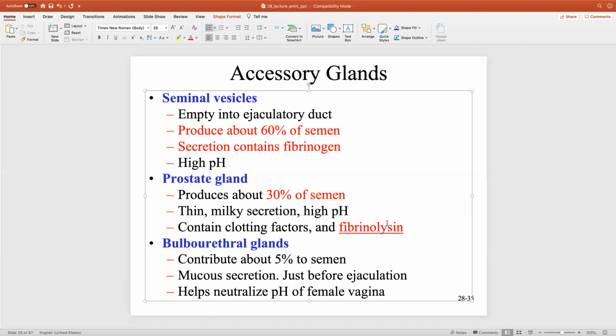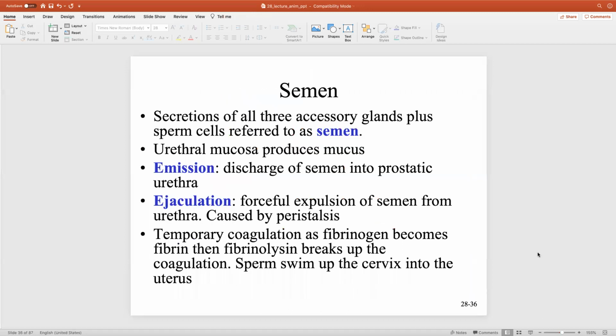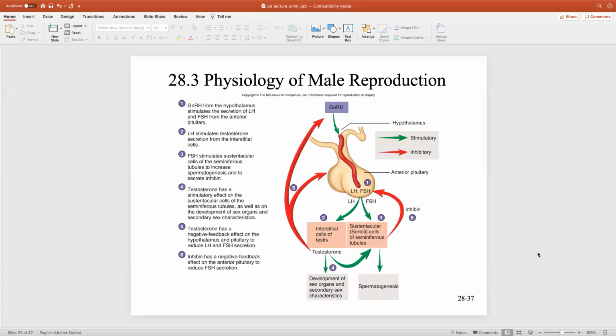It's pretty cool. The bulbourethral gland contributes about 5%, gives us a mucus secretion, and is seen just before ejaculation. Notice how all of this has higher pH, allowing the sperm cell to survive in the slightly acidic environment that we see in the female vagina. Again, everything to increase the probability of having a baby.